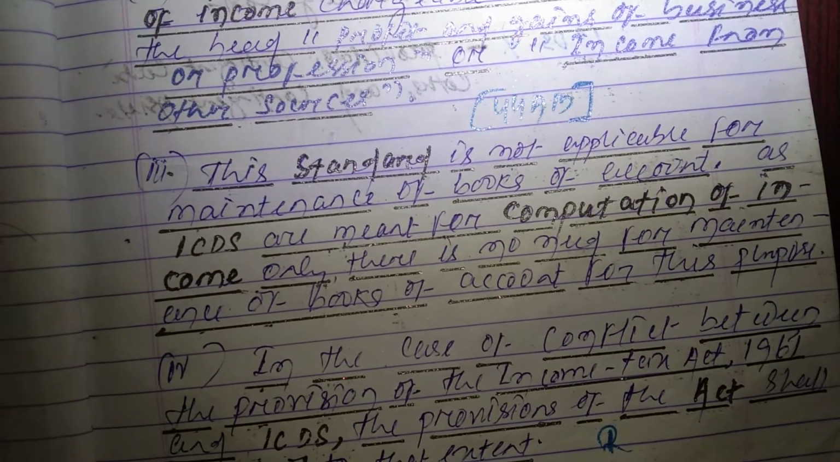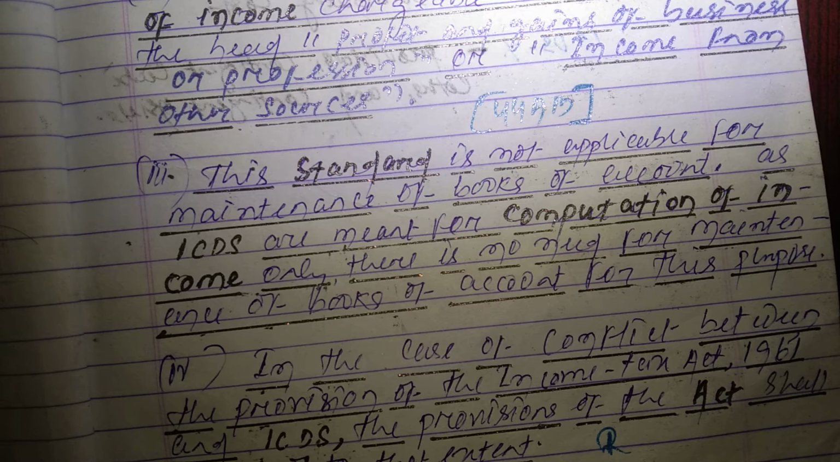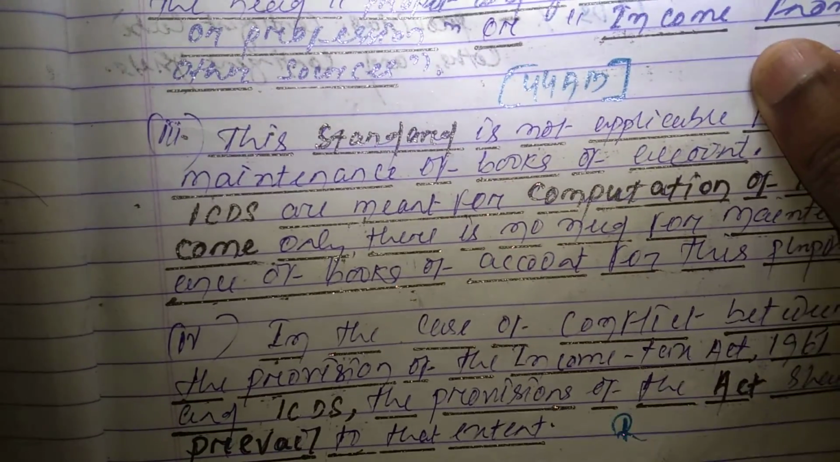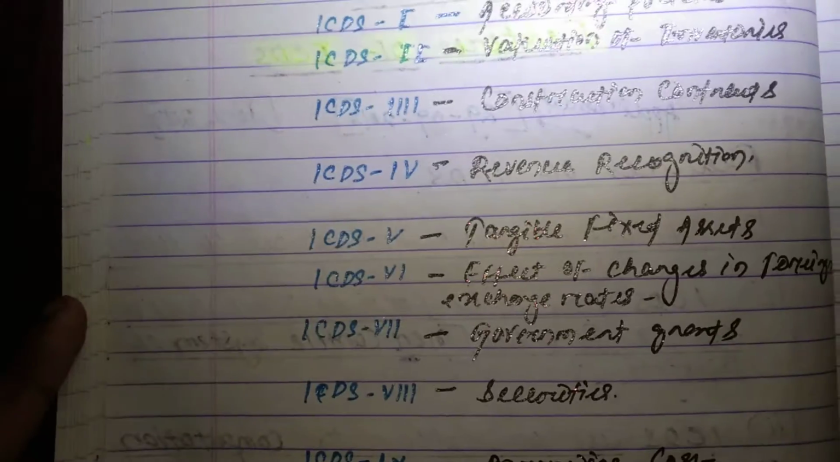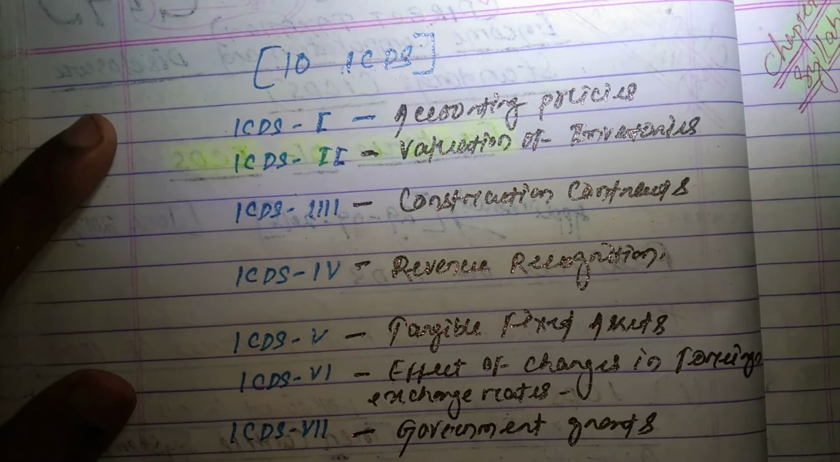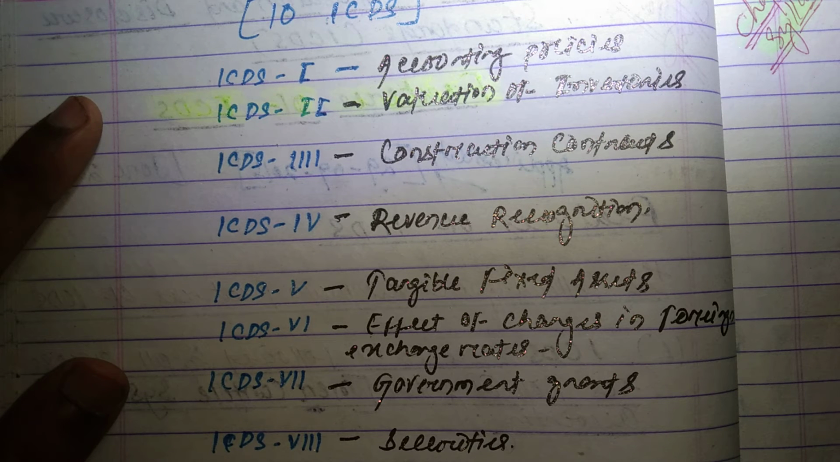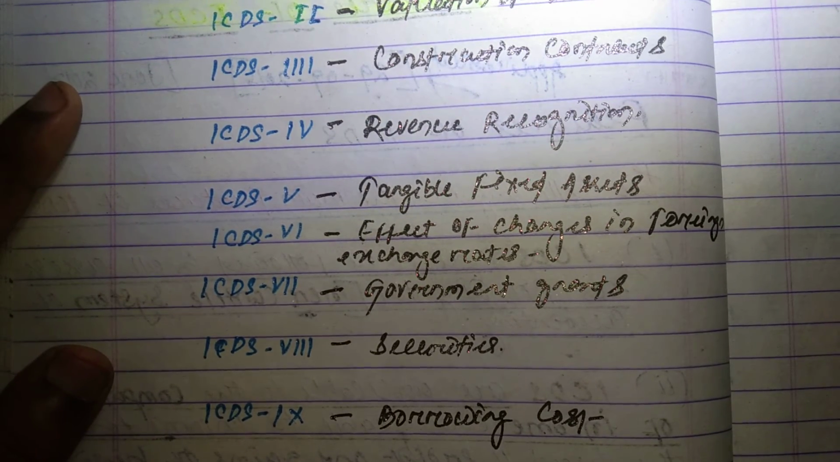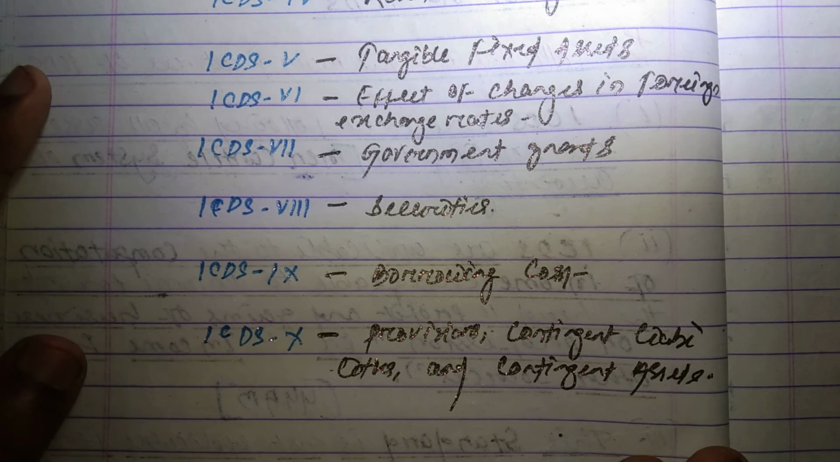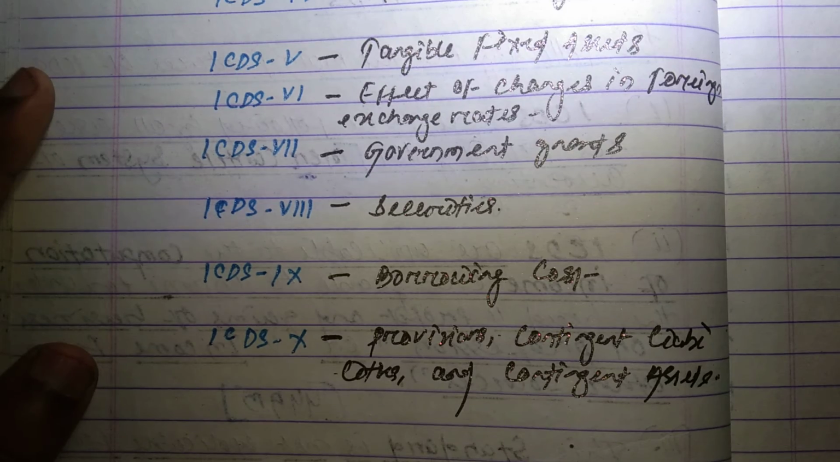ICDS are meant for computation of income only. There is no need for maintenance of books of account for this purpose. Then in the case of conflict between the provisions of the Income Tax Act 1961 and ICDS, in that case the provisions of the Act shall prevail to that extent. Then non-compliance of ICDS will lead to judgment assessment. Okay, and what are the different types of ICDS? ICDS I is for accounting policies, ICDS II valuation of inventories, ICDS III construction contract, ICDS IV revenue recognition, ICDS V tangible fixed assets, ICDS VI effect of changes in foreign exchange rates, ICDS VII government grants, ICDS VIII securities, then ICDS IX belongs to borrowing cost, and ICDS X belongs to provisions, contingent liabilities and contingent assets.